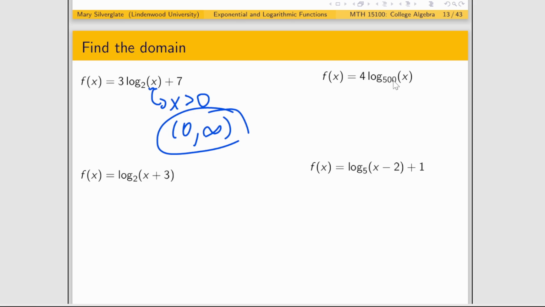Same deal here. Regardless of what this base is, regardless of what's going on outside the log, what I care about is whatever is inside the log better be bigger than 0. So I go from 0 to infinity as my final answer there.